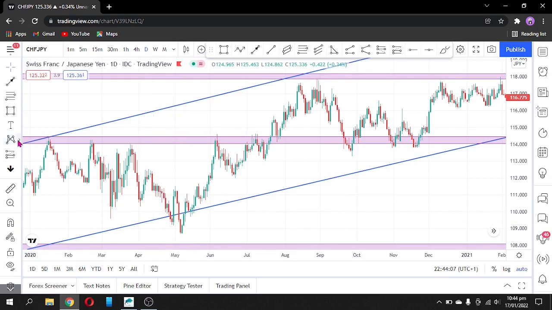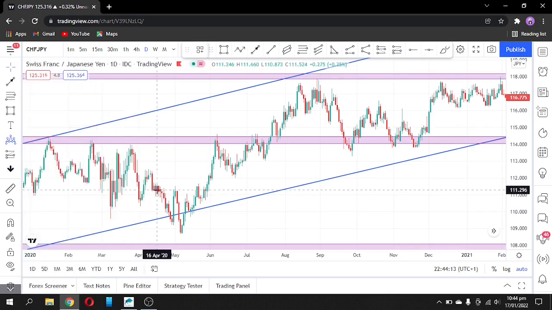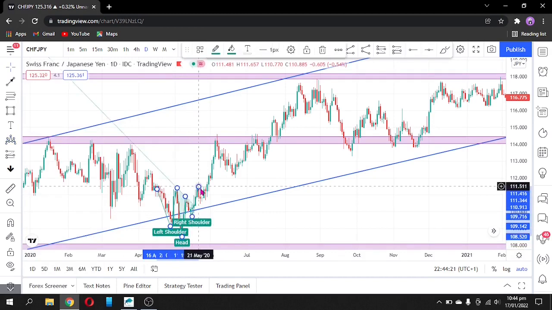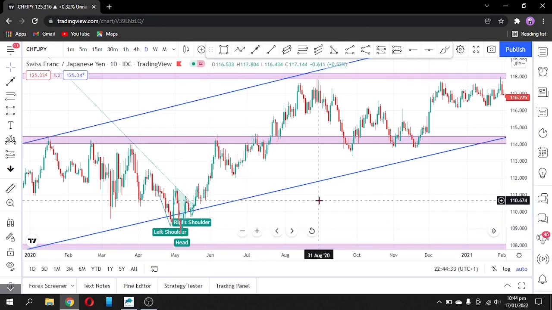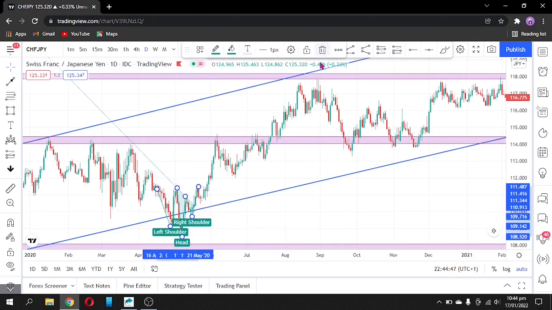If I choose the head and shoulder pattern, from here we have the left shoulder and the head, and then this is the right shoulder. Now if this chart pattern should form at a support level, you should consider buying that currency pair, or you should watch out for your candlestick reversal signals, because price may reverse to the upside. I'll remove this so that we'll get a clear view.